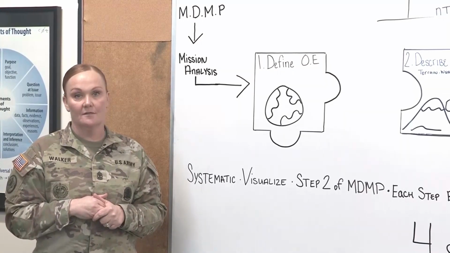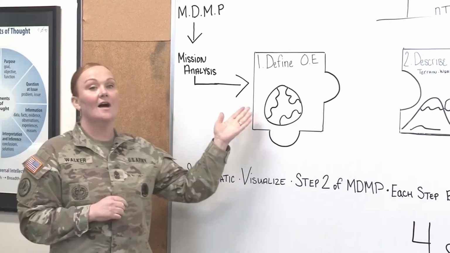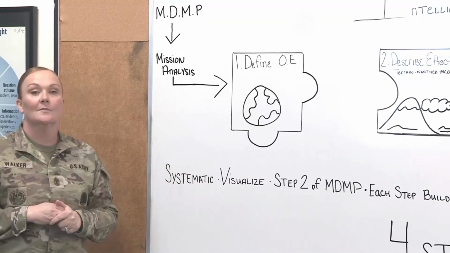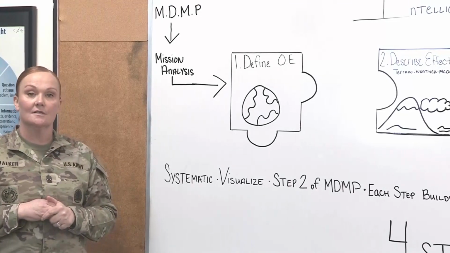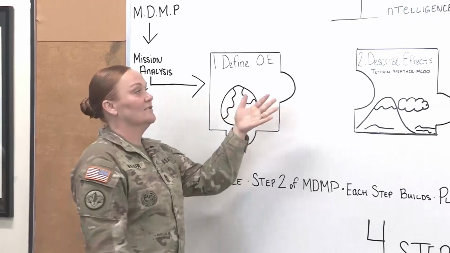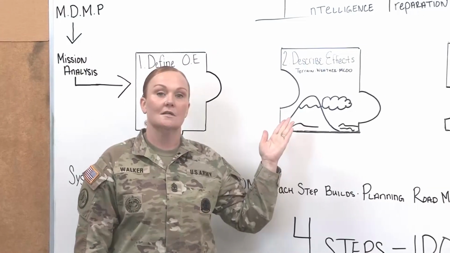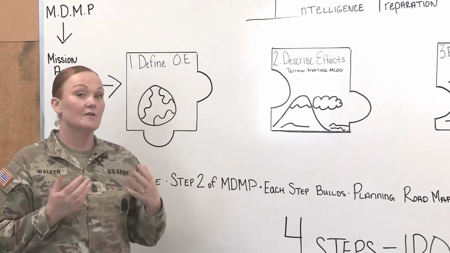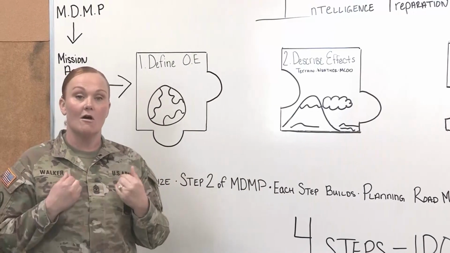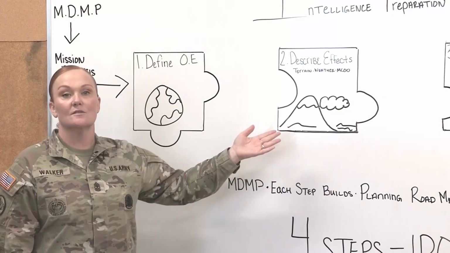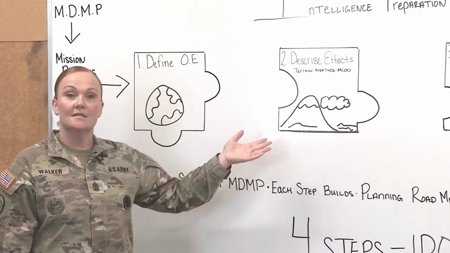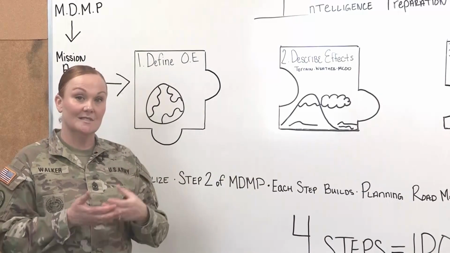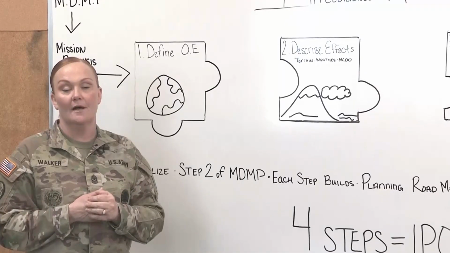IPOE has 4 steps. The first step is to define the operating environment. Here, what we're really looking for is to define the commander's area of operations and interest. The next step is to describe the environmental effects on operations. Here, we're taking a look at how the weather and the terrain affect our operations, not only our operations, but potentially the threats as well. A key output of this step is the MCOO, the Modified Combined Obstacle Overlay, which really will help us to see what that terrain will look like on the battlefield.